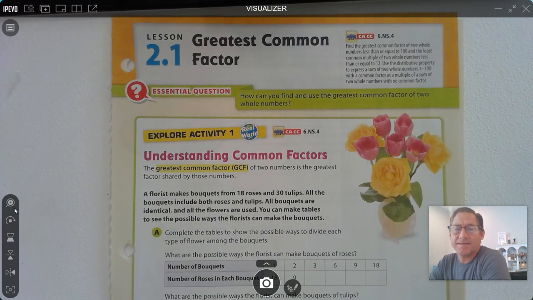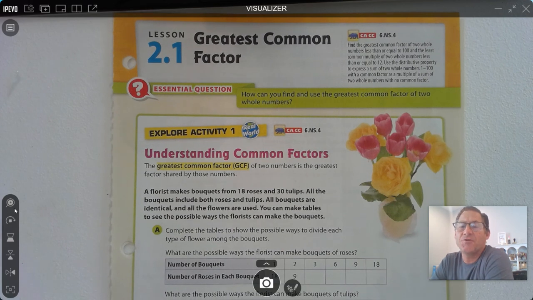Hello, everybody. In today's lesson, we're going to be working on lesson 2.1 of the sixth grade Go Math textbook for middle school. And our topic today is the greatest common factor. The essential question that you should be able to answer at the end of our lesson is: how can you find and use the greatest common factor of two whole numbers?